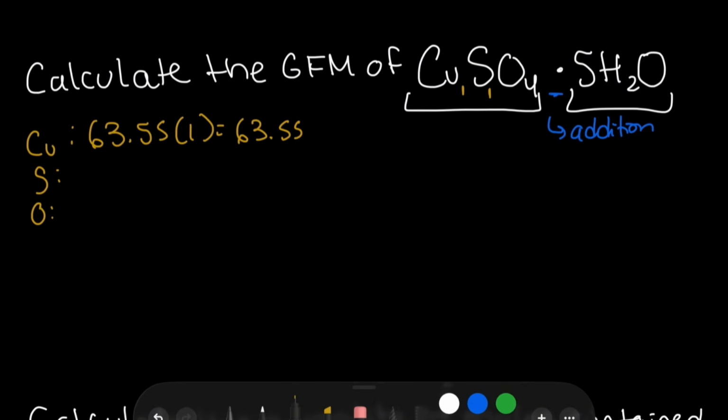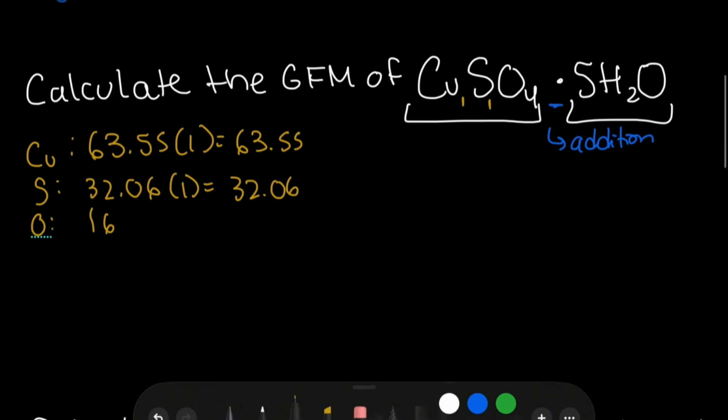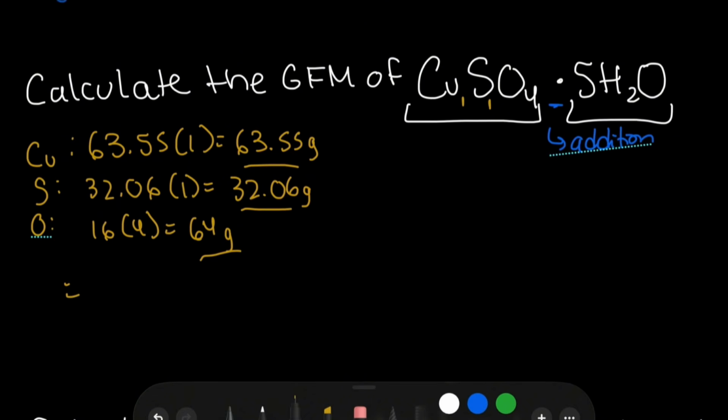And then the average atomic mass of sulfur is 32.06. Again, we only have one sulfur atom, so we multiply it by 1, and it's still the same thing. And then the average atomic mass of oxygen is 16. Since we have 4 oxygen atoms, we're going to multiply it by 4, and we're going to get 64. All of this is in grams, by the way, because it's the average atomic mass. Our next step is to add all of these values, and we're going to get a sum of 159.61 grams of CuSO4, right?